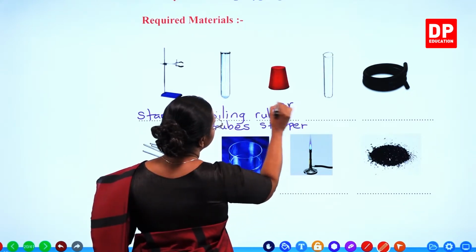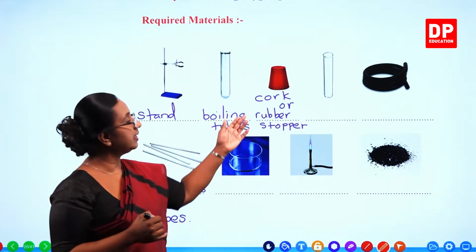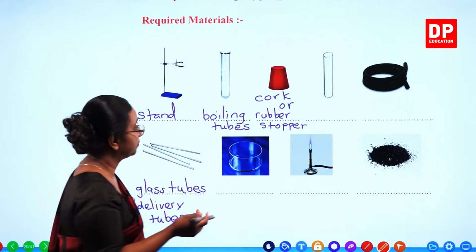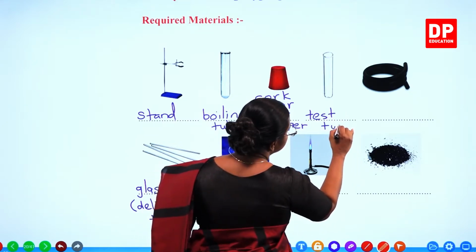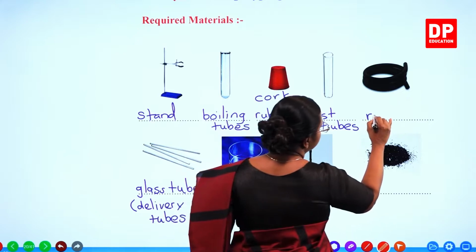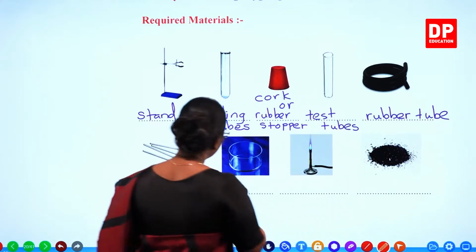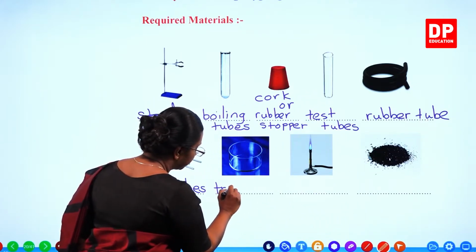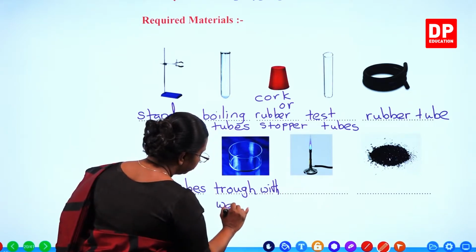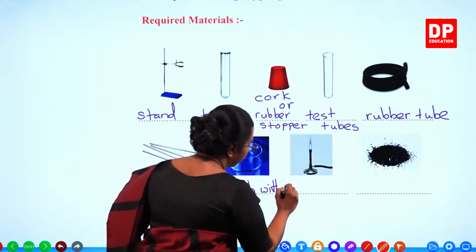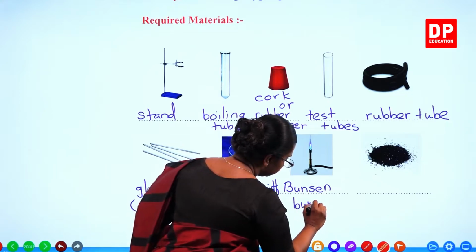Or here also you can use a cork. The diagram that is shown has a rubber stopper. Instead, you can use a cork stopper also. Then we have to have test tubes. Then we need a rubber tube. And here we need to have a trough with water. We need to have a Bunsen burner.